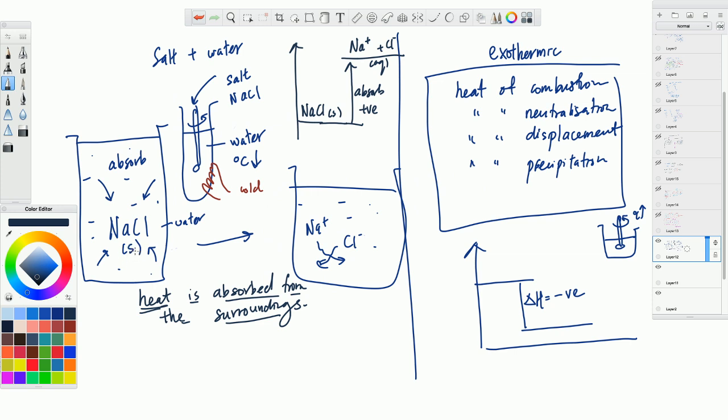What's important? Important is just to know the heat absorbed is more than the heat released. The reactant has less energy. The product has more energy because the reactant absorbs energy from the surroundings to form the product. That's all you need to know. Okay? And this reaction is exothermic. All right? Okay, can I have the next question, please?